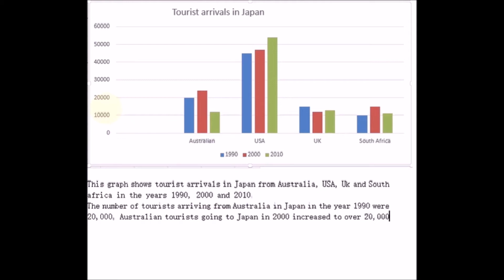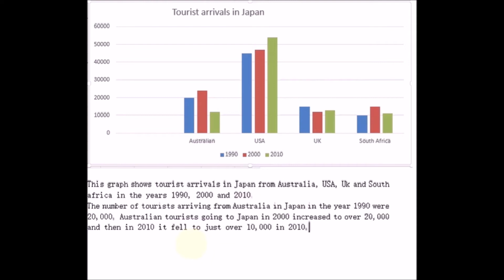Then it fell to just over 10,000. So we have to say, when did it fall? And then in 2010, it here refers to the subject, the number of Australian tourists going to Japan. It fell to just over 10,000. When? And that is alright. So that's what happened with tourist arrivals from Australia to Japan.